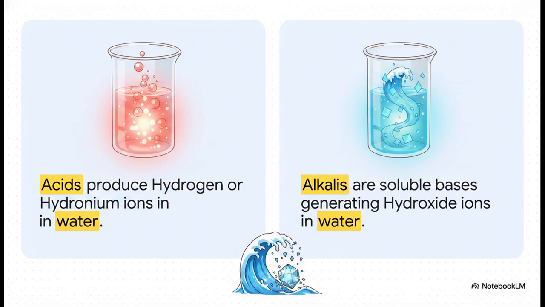Acids produce hydrogen or hydronium ions in water. On the flip side, bases generate hydroxide ions, OH-, in water. Oh, and remember, bases that dissolve in water get an exclusive VIP name, alkalis. Basically, all alkalis are bases, but not all bases are alkalis.